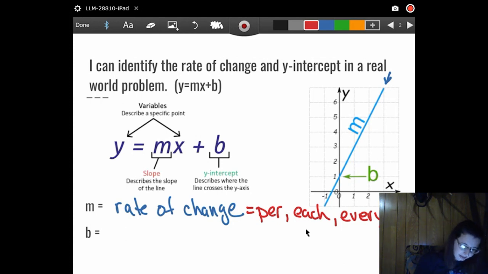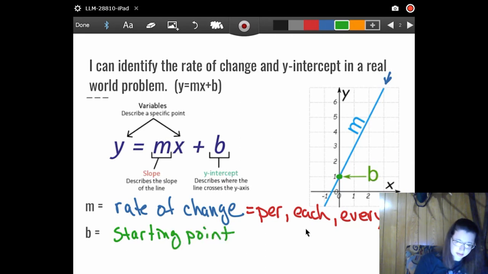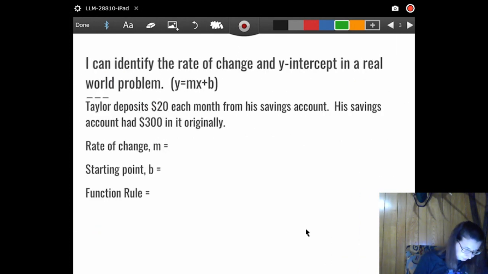And if we're looking at our graph example to the right, our b is that point in which our line crosses the y-axis. It is also what is our starting point. Okay, it's considered our starting point. So let's get into it and look at some examples.